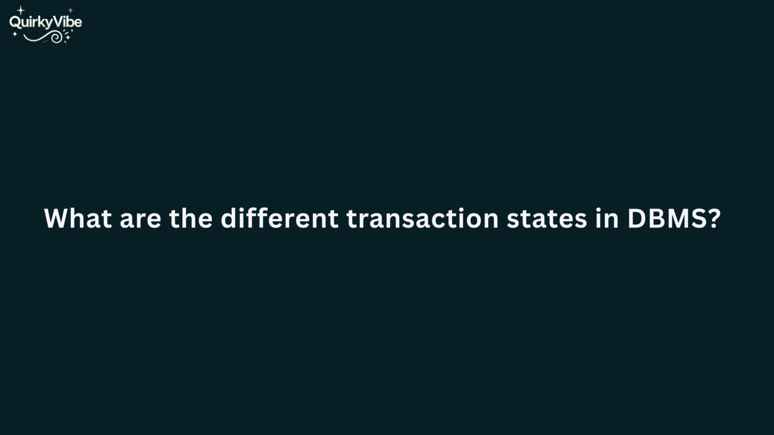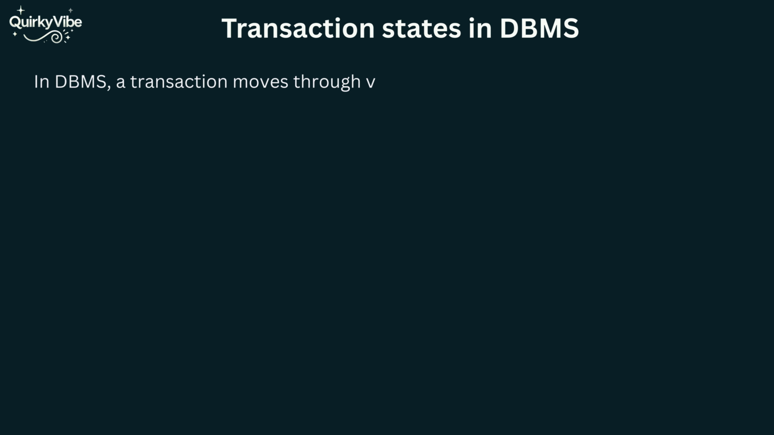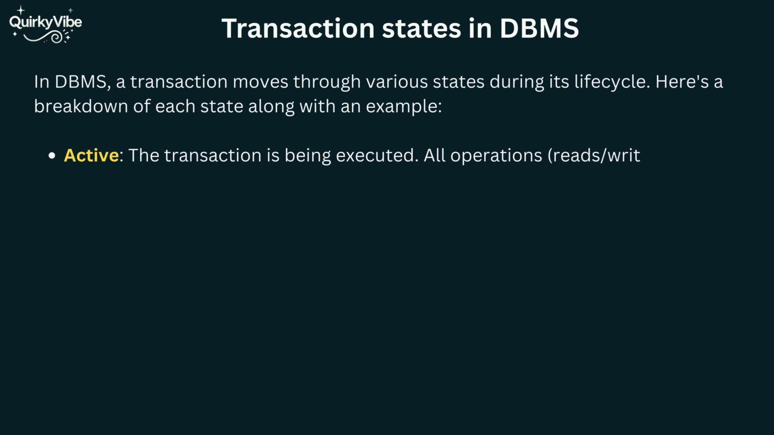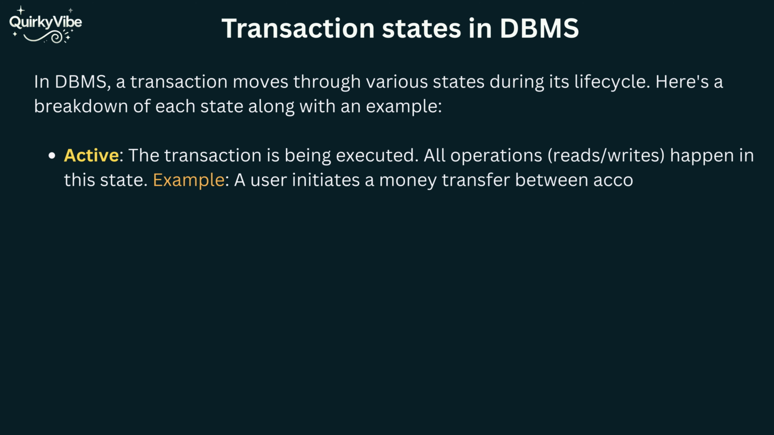What are the different transaction states in DBMS? In DBMS, a transaction moves through various states during its life cycle. Here's a breakdown of each state along with an example. Active, the transaction is being executed. All operations, reads, writes, happen in this state. Example, a user initiates a money transfer between accounts.